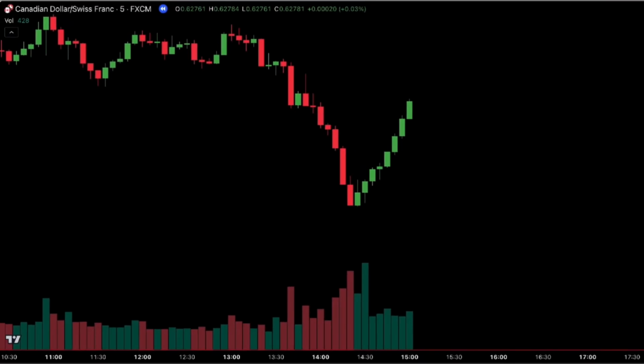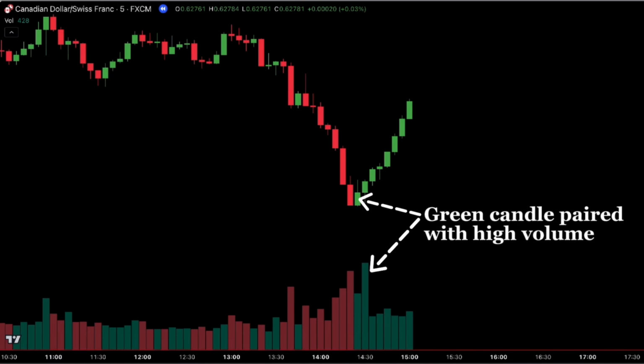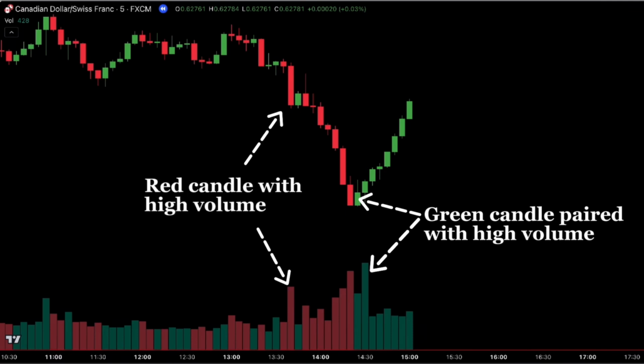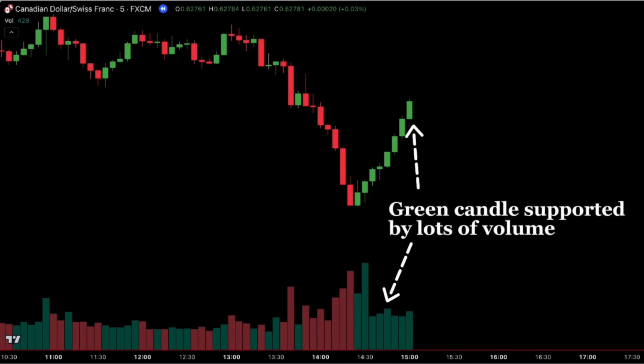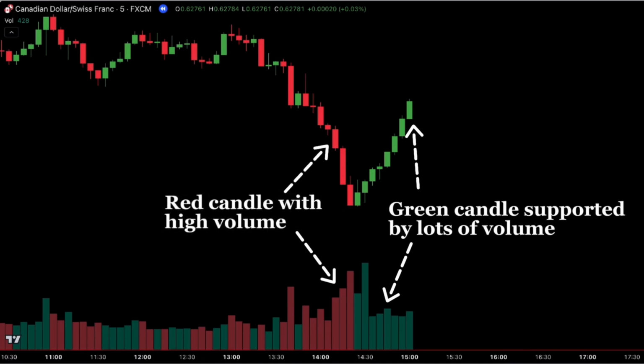Here's why this matters. When price movement is backed by high volume, it signals strength and conviction behind the move. A green candle paired with high volume is especially bullish, indicating buyers are fully in control. Similarly, a red candle with high volume suggests strong selling pressure. So for example, when we have a green candle supported by lots of volume, this is very bullish because not only is the price going up, but the price is going up while at the same time being supported by lots of buyers. On the flip side, when we have a red candle with high volume, it's bearish. The price is dropping and the move is supported by heavy selling pressure.